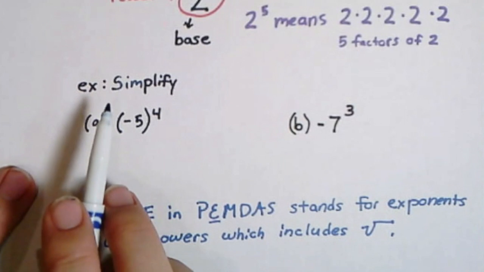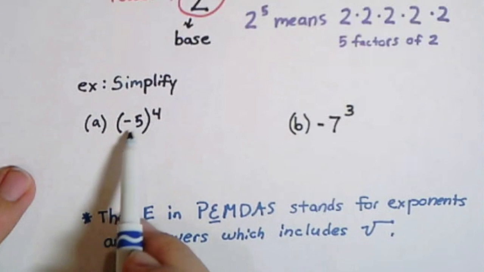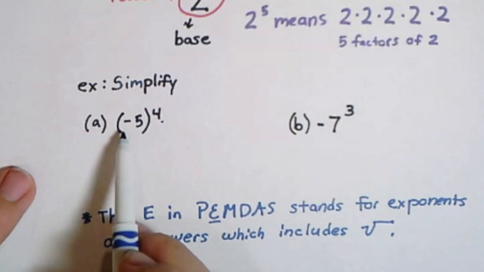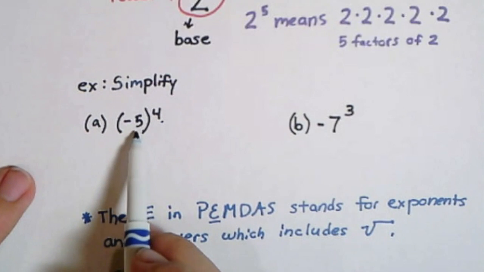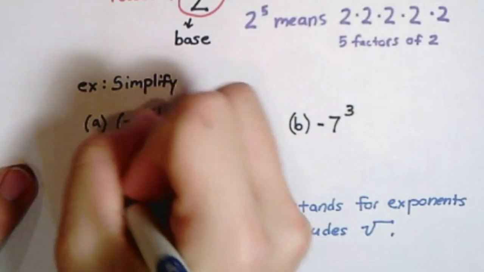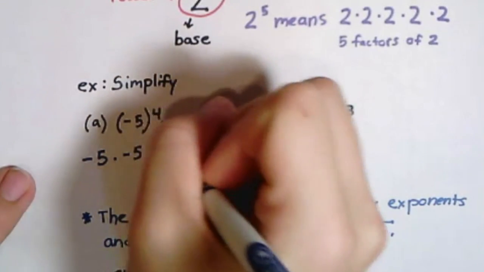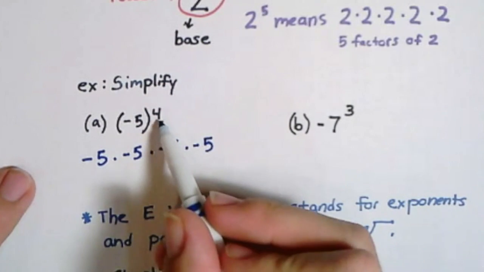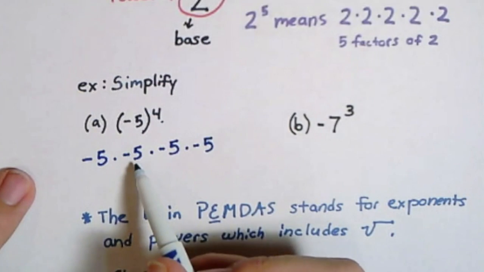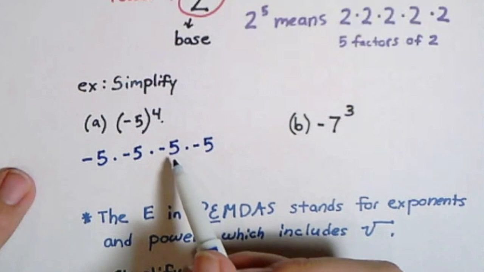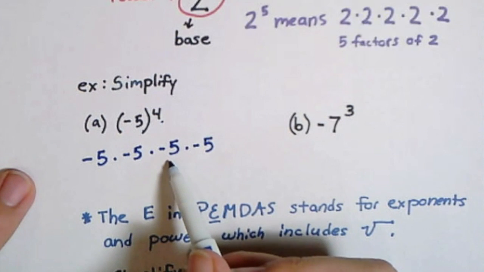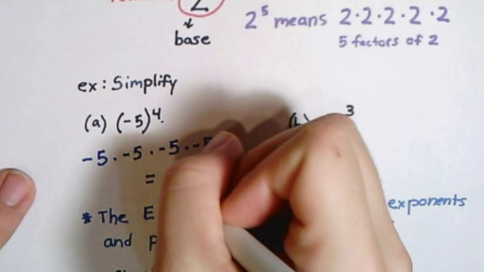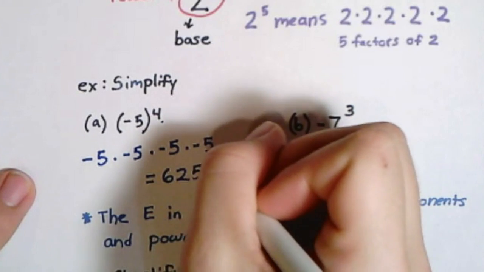If they ask you to simplify, you are going to raise this number, or multiply it times itself, this many times. If there's parentheses and the negative is with the 5, then you're going to multiply -5 times -5 times -5 times -5. I did that 4 times because it's being raised to the 4th. So -5 times -5 is 25. 25 times -5 is -125. -125 times -5 equals positive 625.